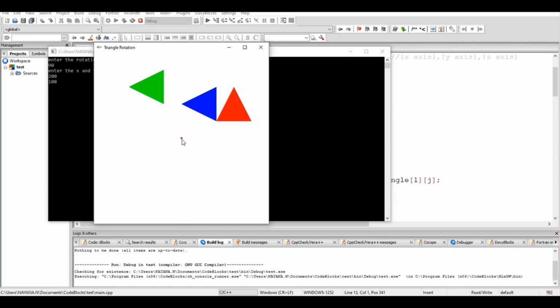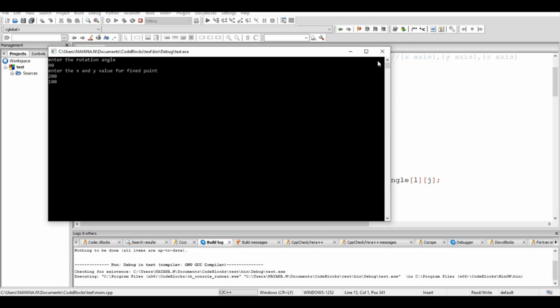Here I have put a small red dot at the origin just to give you an idea of where the origin is. See here, from this point to this point, you can see there is a 90° angle, from this point to this point as well. If you see from this point to this point as well, it is 90°. So that's about the output of this program. So we'll get started with the code.